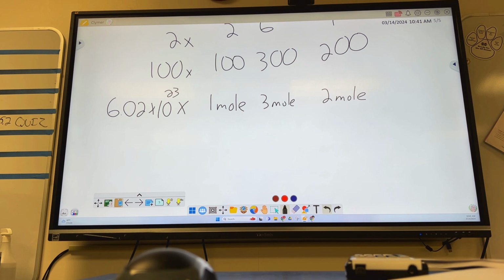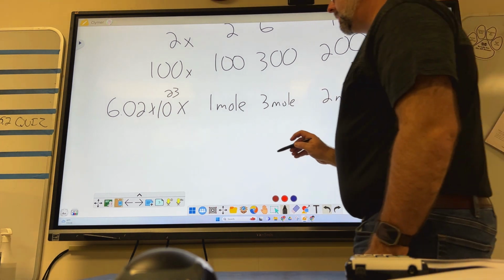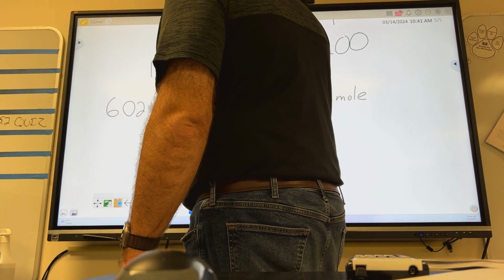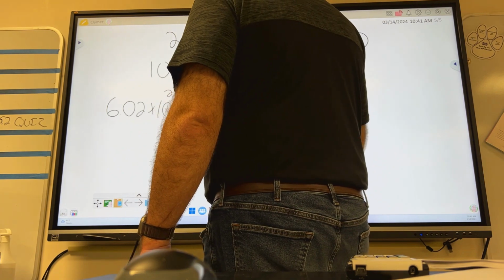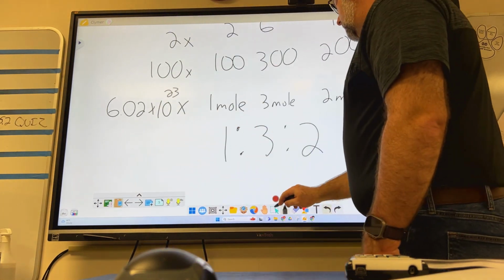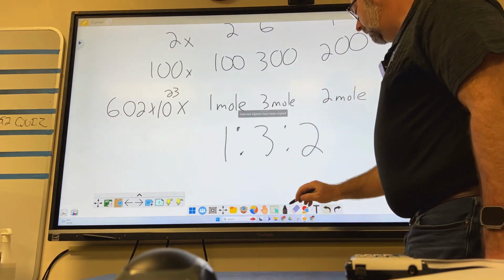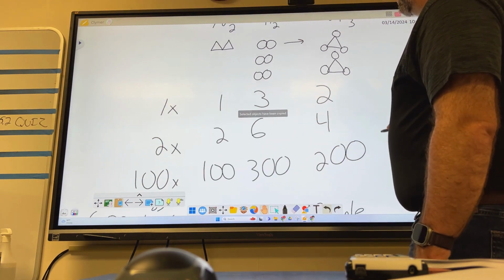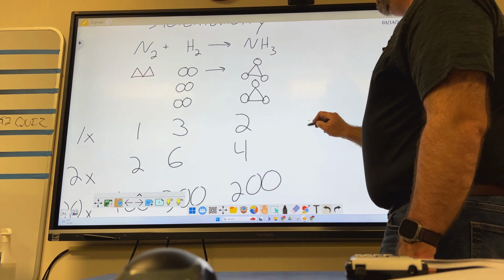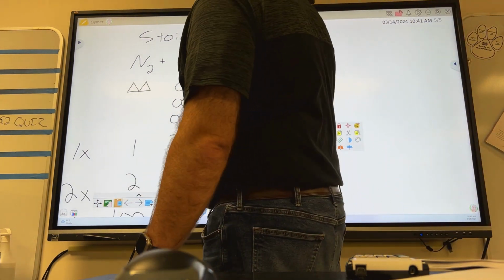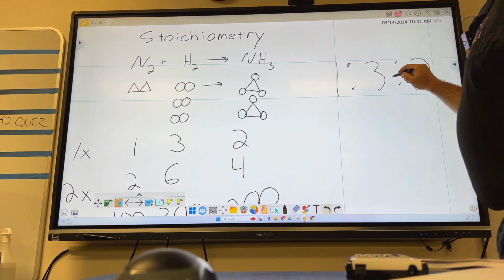Yeah. What has been consistent through all of these examples? Ratio. What is that ratio? 1:3:2. So now let's come full circle. Let's snag this. Let's copy it. Let's go all the way back up here. I'm going to paste in that ratio that we just had.